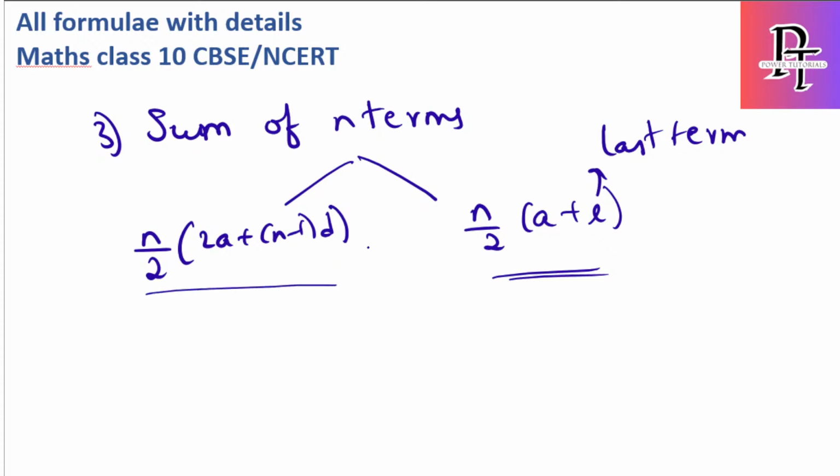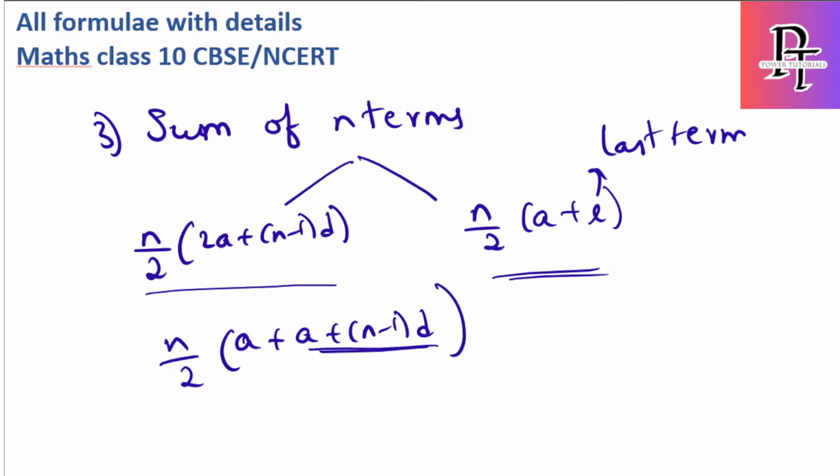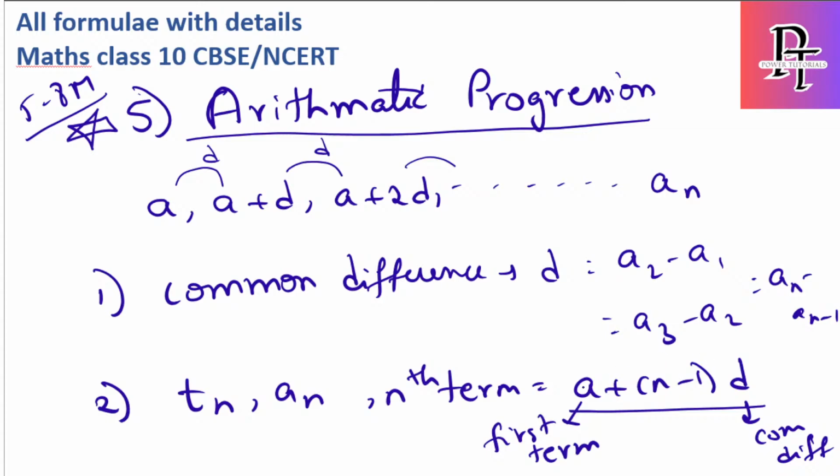But both are the same. Why? Because this is nothing but n by 2 into a plus, a plus n minus 1 into d. So what is a plus n minus 1 into d? If you remember the previous slide, I have told you a plus n minus 1 into d is nothing but the nth term.